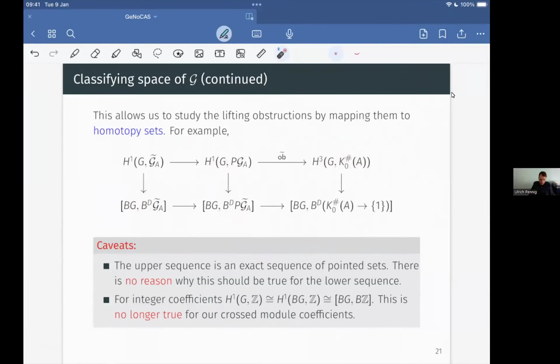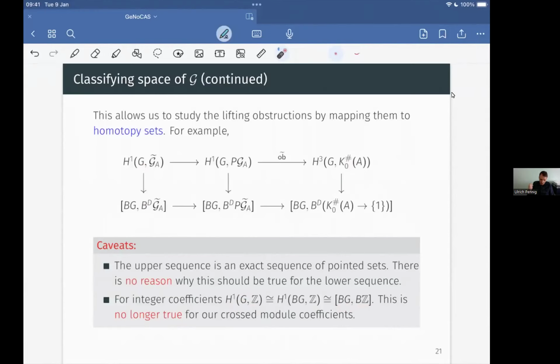And there's a few caveats that I wanted to spell out. So we've seen that this is an exact sequence of pointed sets. There's a priori no reason why this should hold for this set, right? So this procedure doesn't give you anything about exactness here. And the other thing is, if you have seen group cohomology, if you take the group cohomology with integer coefficients, you might know that this is the same as homotopy classes of maps from BG to BZ here. So you might wonder, doesn't that mean that all of these vertical maps are bijections?